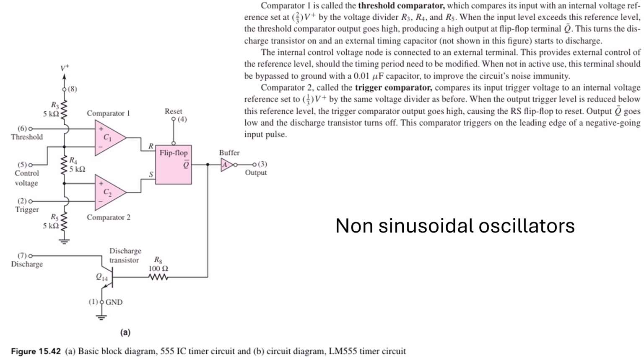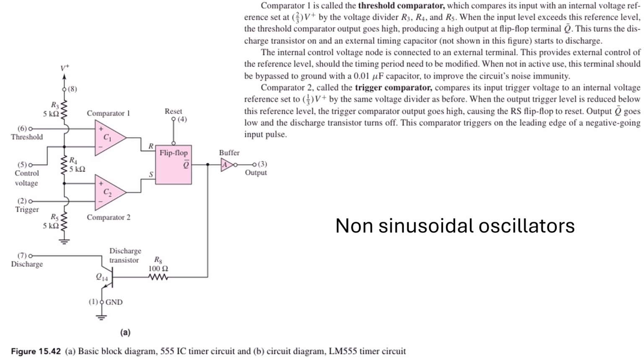Just check here, pin numbers 1 to 8 are there. There are two comparators and one RS flip-flop, followed by a buffer circuit. The output is the buffer circuit, which is pin number 3. Comparator 1 is called the threshold comparator, which compares its inputs with an internal voltage reference set at 2/3 V plus by the voltage divider R3, R4 and R5. When the input level exceeds the reference level, the threshold comparator output goes high, producing a high output at flip-flop terminal Q dash.